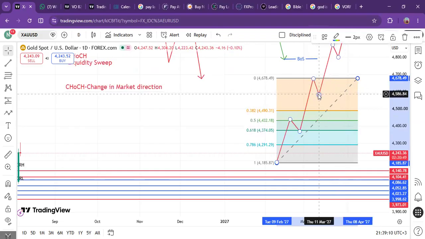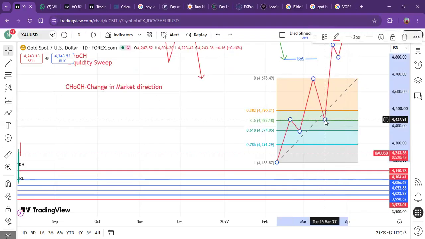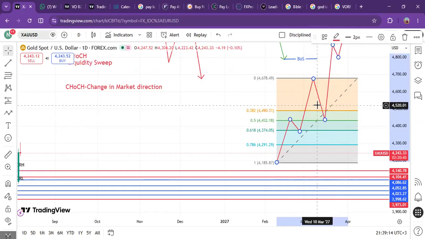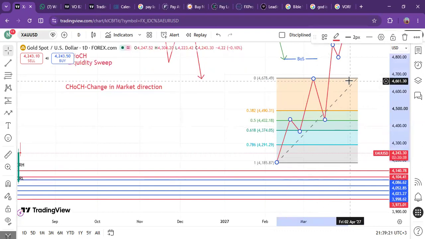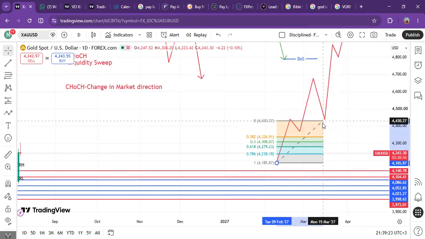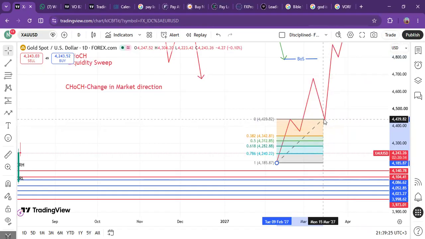So let's say the market retraced like that. This is now a valid one. So your first break of structure will be here, and not at this point, because if you bring in the Fibonacci, it had not touched 0.382.